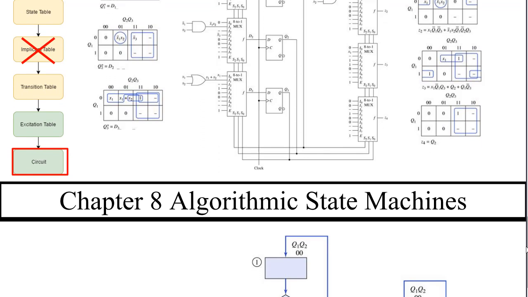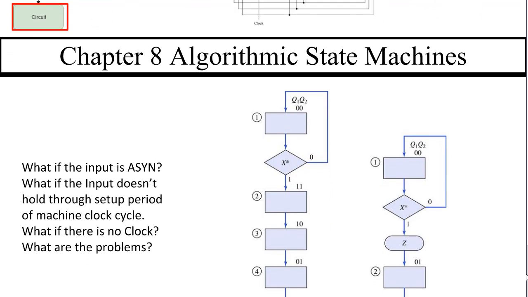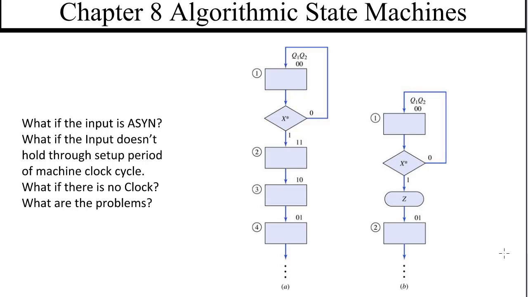Now what we need to do is talk about the next steps after this. The biggest problem is async inputs. Here this is indicated by X with a star above it. We need to visualize the problems it causes.